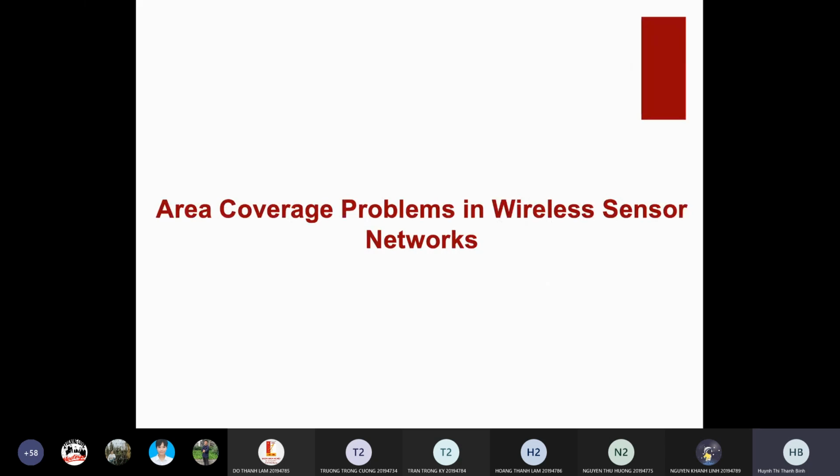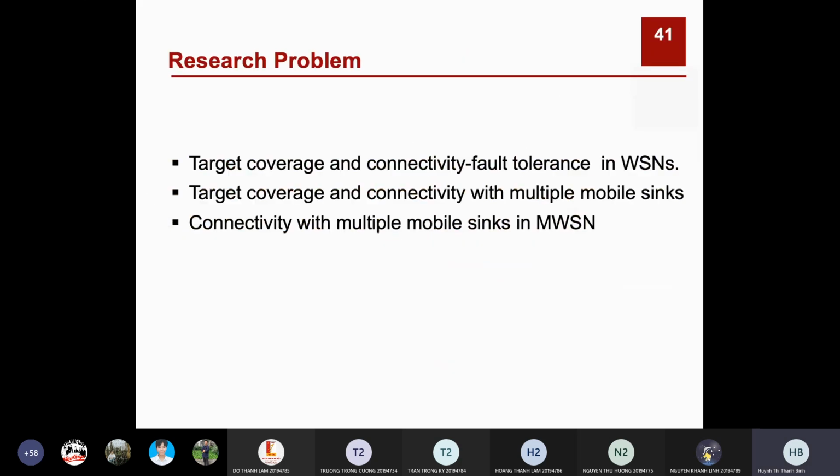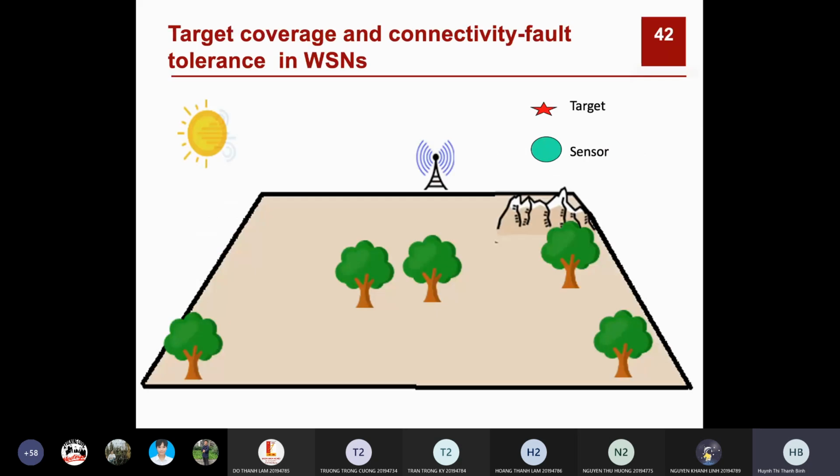Another problem related to wireless sensor networks is the area coverage problem. Here we are interested in target coverage and connectivity fault tolerance in wireless sensor networks, target coverage and connectivity with multiple mobile sinks, and connectivity with multiple mobile sinks in mobile sensor networks. What is target coverage and connectivity fault tolerance?